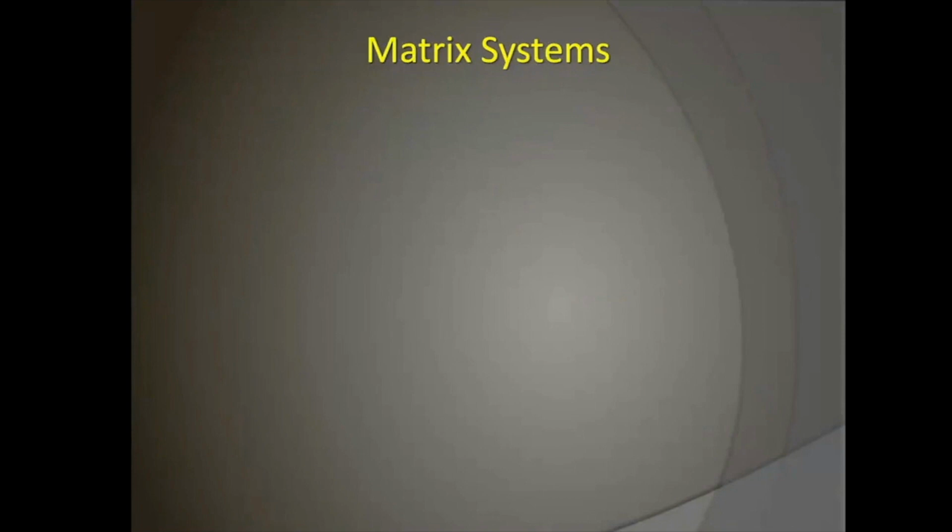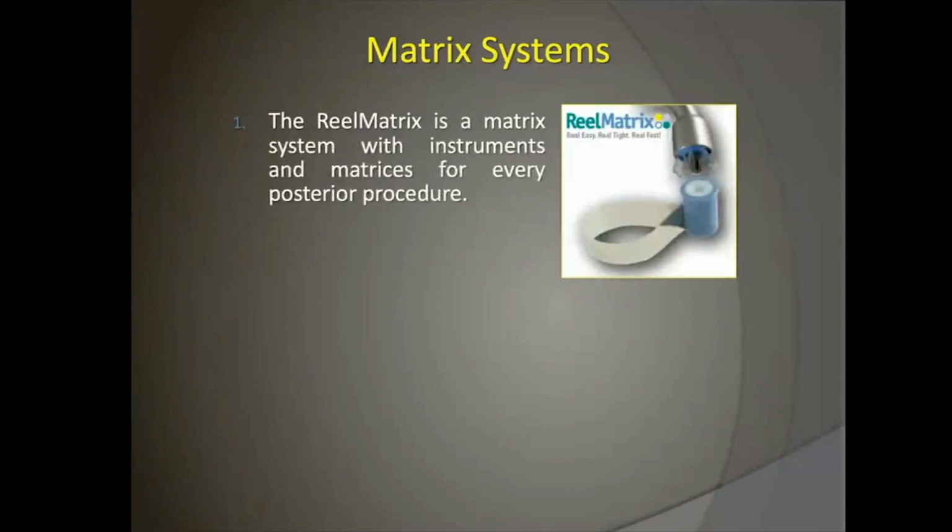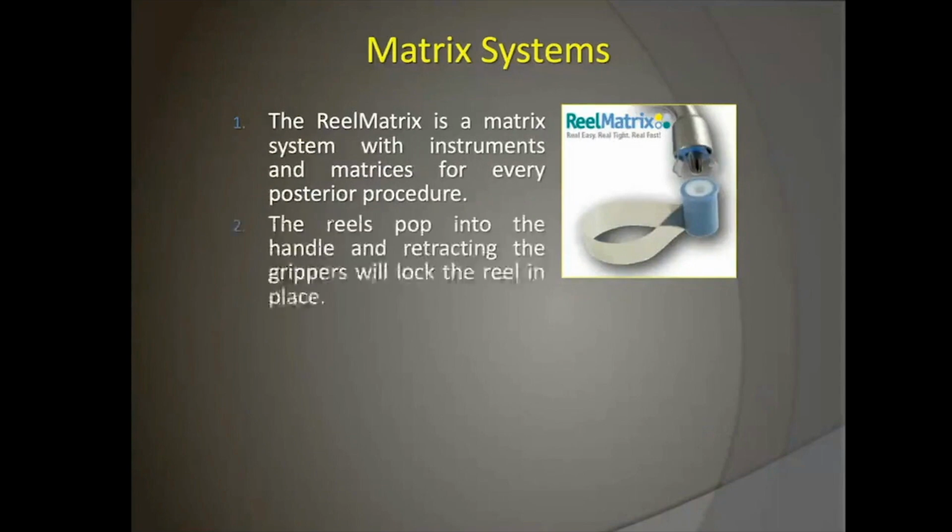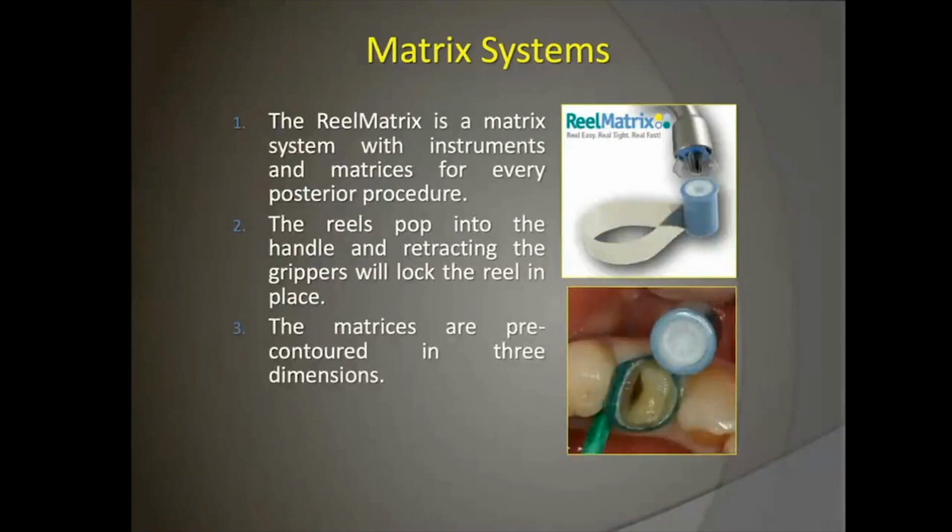Now, there are a variety of matrix systems that you can use to build up your core material. This is a product from Garrison Dental called the Real Matrix. It's a matrix system with instruments and matrices for every posterior procedure. So I use these primarily, obviously, for posterior teeth. When I'm doing anteriors, that's usually freehand building of the core. With these Real Matrix systems, the reels pop into this handle, and retracting the grippers will lock the reel in place. So here's an example of that.